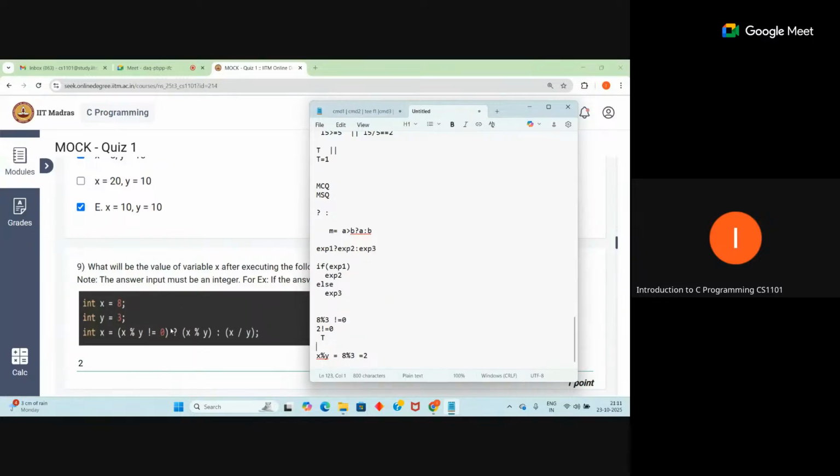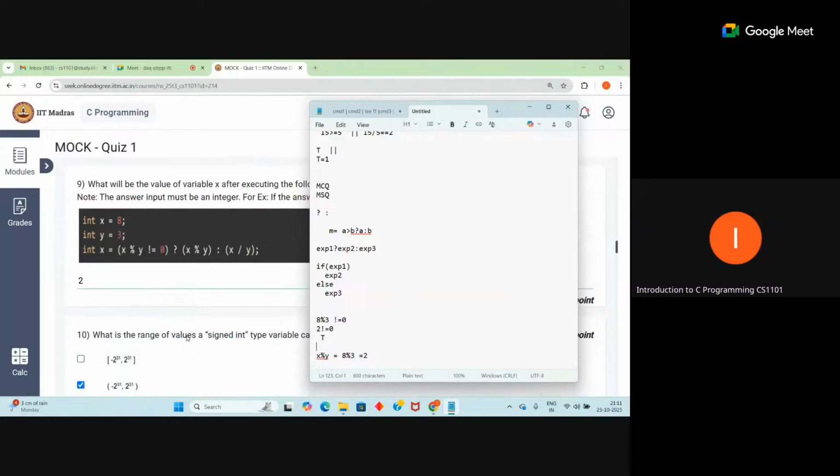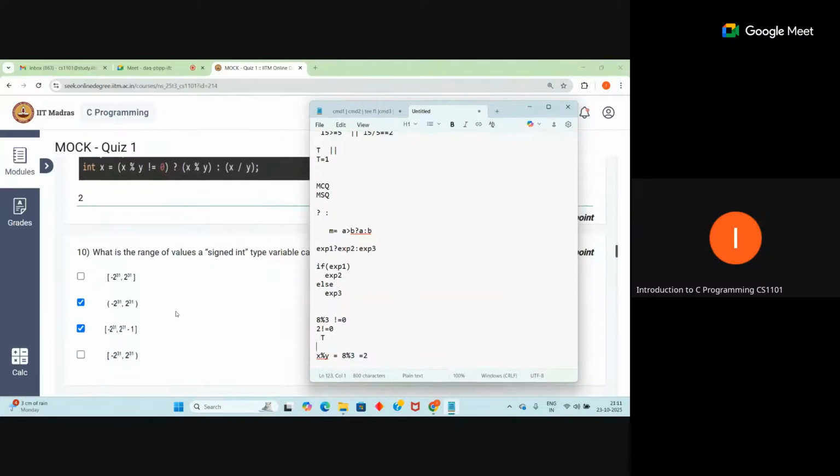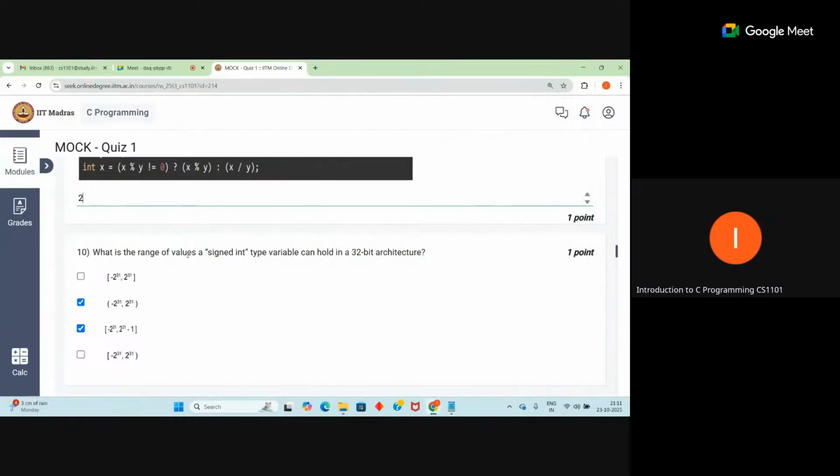So this question is based on the conditional operator, how the conditional operator works. Next, what is the range of values a signed int type variable can hold in 32-bit architecture?